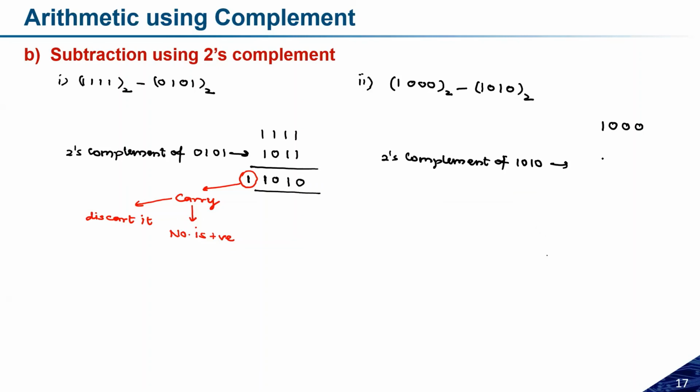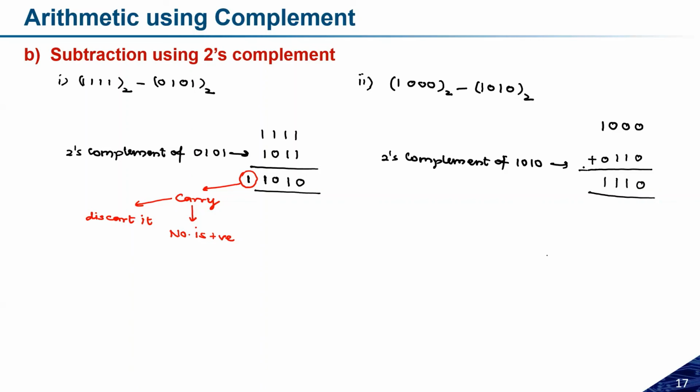So 0 1 1 0, and I have to add this number. After adding this number, what is the result? Let us try to see. 0 plus 0 is 0, 0 plus 1 is 1, 0 plus 1 is 1, 1 plus 1 is 1. Now the thing is, if there is no carry, what does it mean?